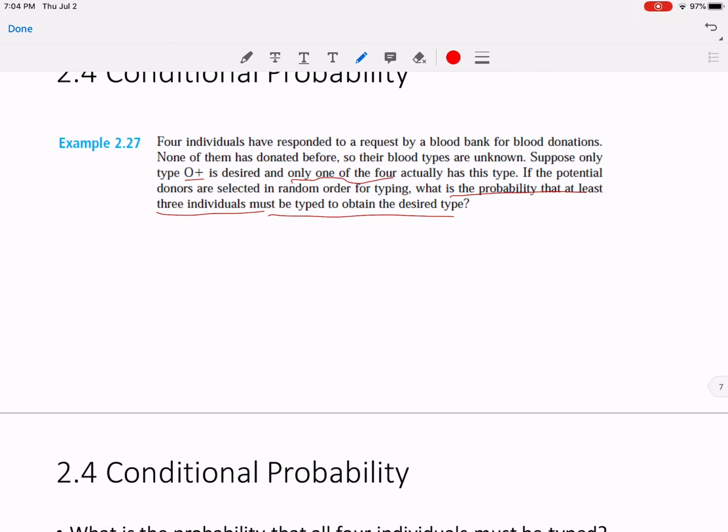So what does it mean? What does it mean by saying the probability that at least 3 individuals must be typed? That means it could be 3 of them typed or all of them typed. So in other words, that means the first 2 don't have the O positive. So what we're doing here, first of all, we use B to denote first typed not O positive. Then what is the probability of B here?